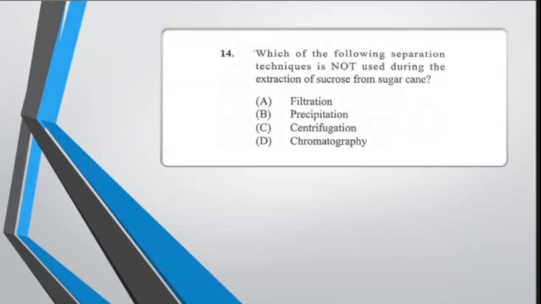Question 40. Which of the following separation techniques is not used during the extraction of sucrose from sugar cane?